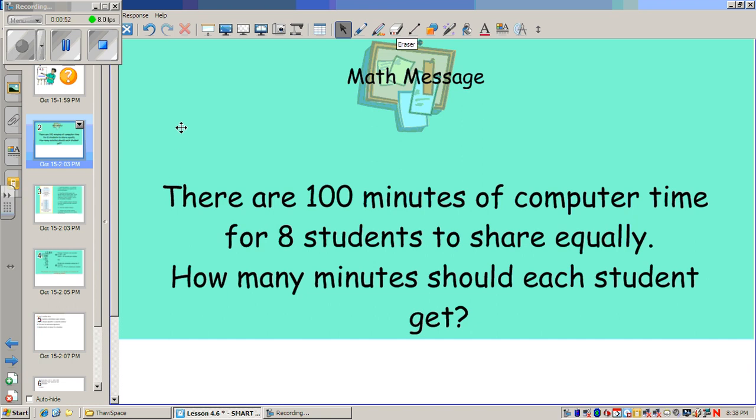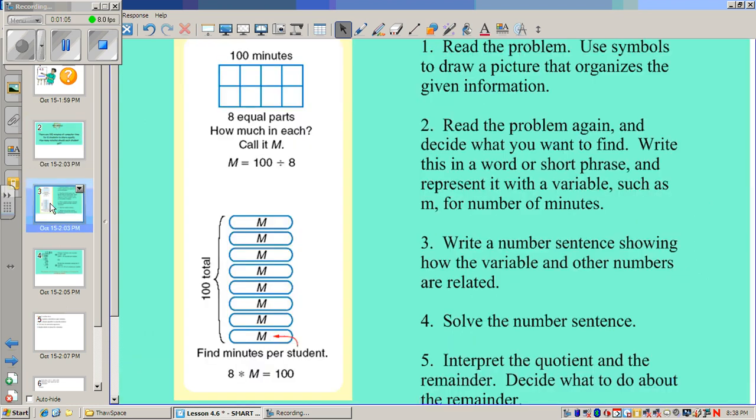So if I have, my pen doesn't want to work here. I'm trying to get it to work. Okay, so if I have 100 minutes, I know I'm going to do some division with it. All right, so first of all, I'm going to read the problem. Use symbols to draw a picture that organizes the given information.